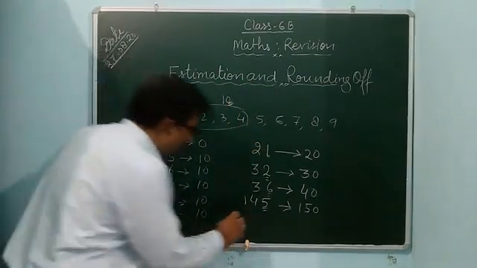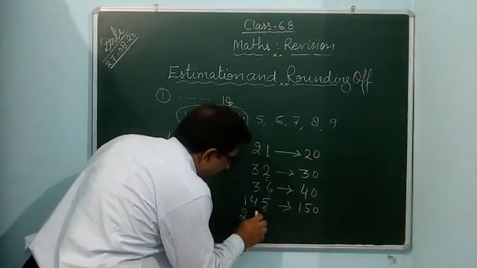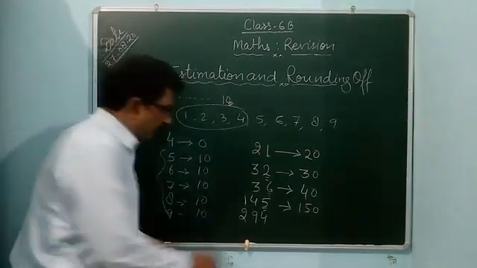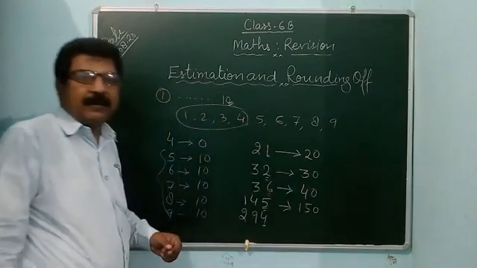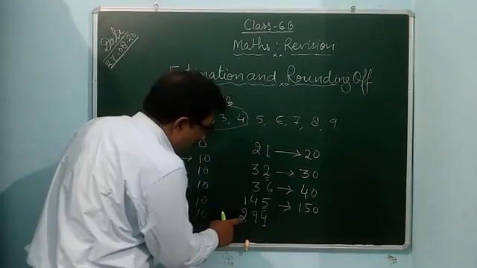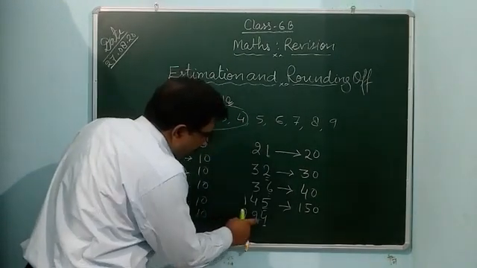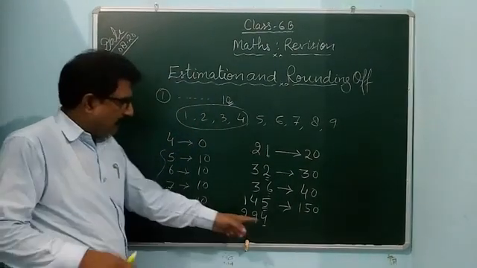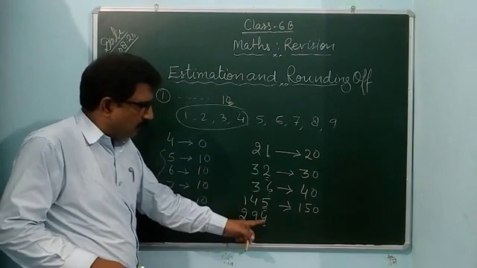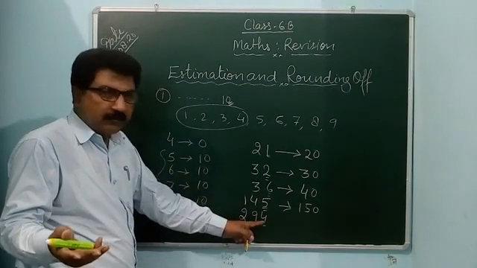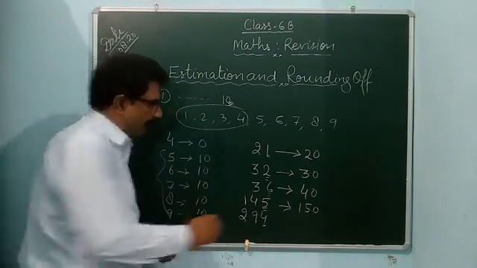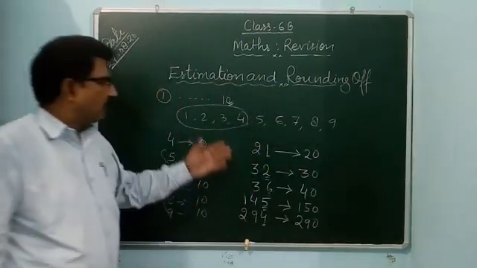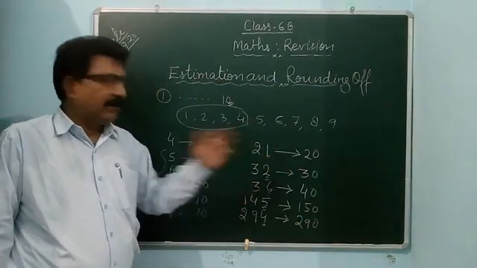If it is 294, you see 4 is less than 5, so it will be 290 only. The 4 becomes 0, and the 29 stays. So it will be 290. So dear student, you can estimate the numbers like this.